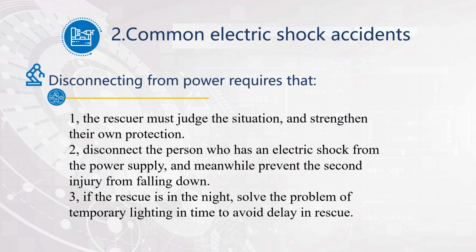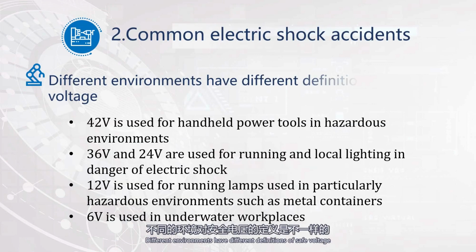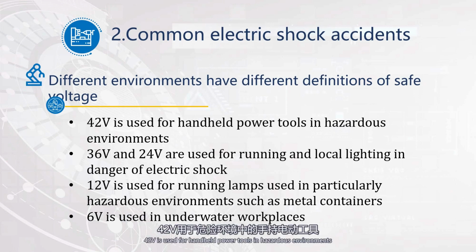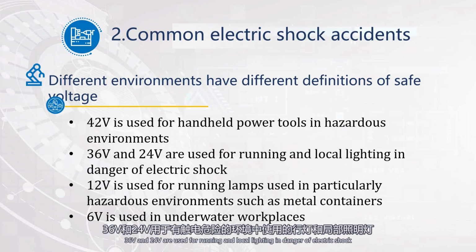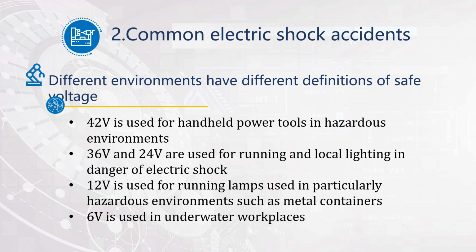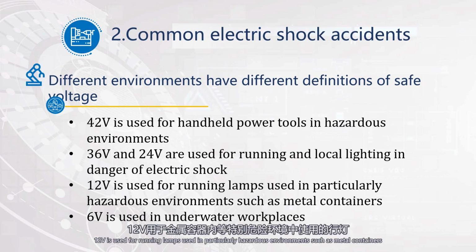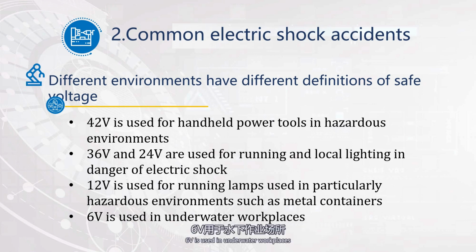Different environments have different definitions of safe voltage. 42V is used for handheld power tools in hazardous environments. 36V and 24V are used for portable and local lighting where there is danger of electric shock. 12V is used for portable lamps in particularly hazardous environments such as metal containers. 6V is used in underwater workplaces.